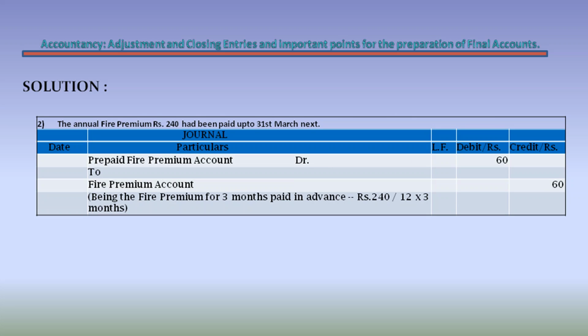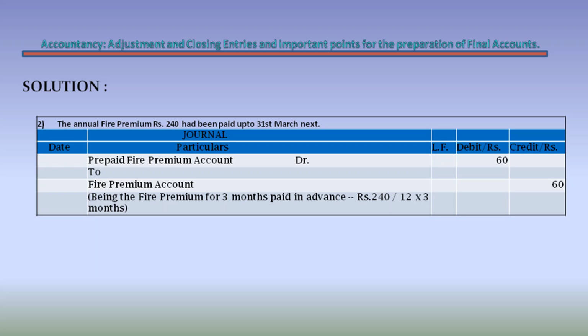Second adjustment. The annual fire premium rupees 240 has been paid up to 31st March next. That means this payment includes 3 months more than the current financial year. So we need to pass this adjustment entry. Prepaid fire premium account debtor rupees 60 to fire premium account rupees 60, being the fire premium for 3 months paid in advance. Calculation.